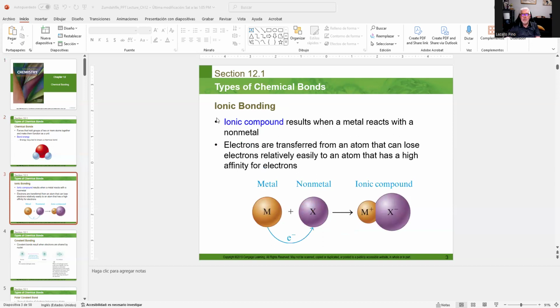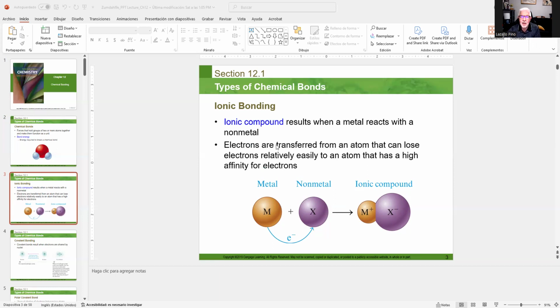We have two types of chemical bonds. The first one that we are going to study is the ionic bonding. The ionic compound results when a metal reacts with a non-metal. Then remember, metal and non-metal. Remember that we always write the metal at the beginning and the non-metal at the end.